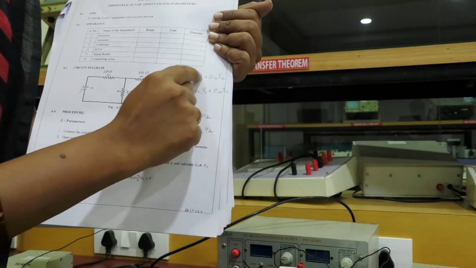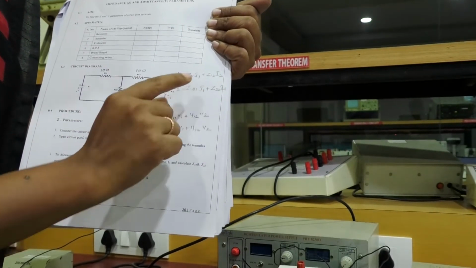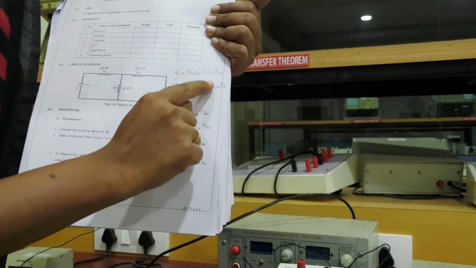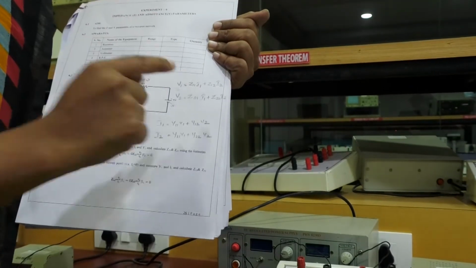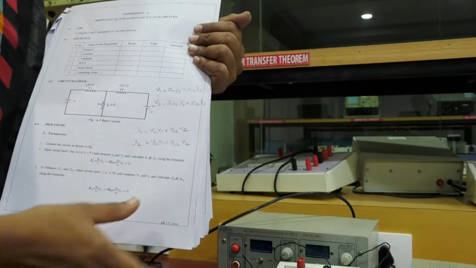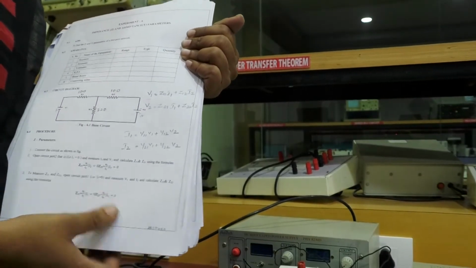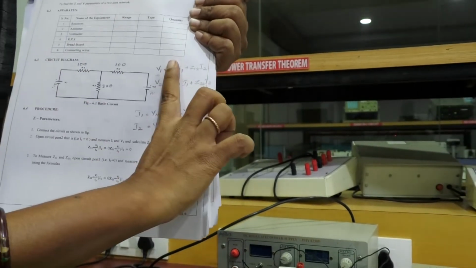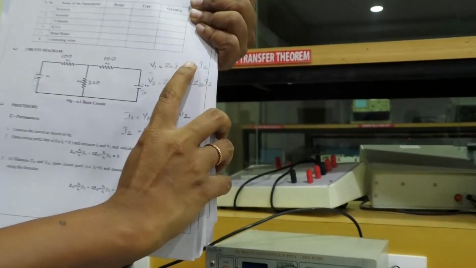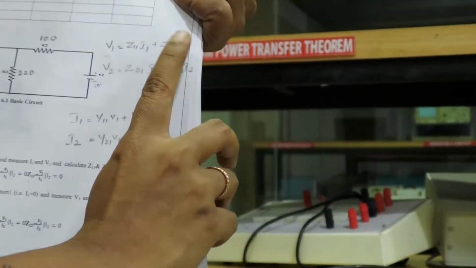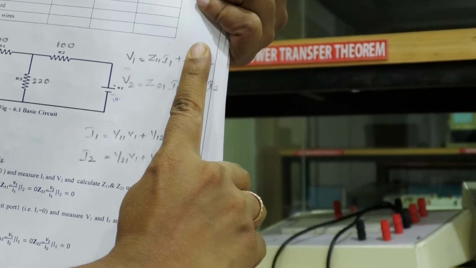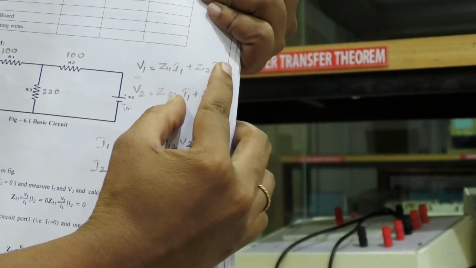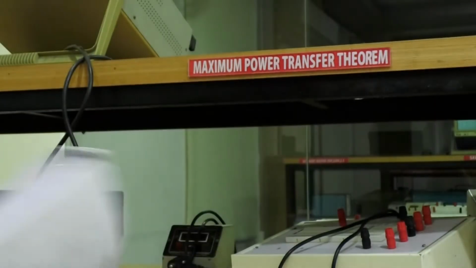Here we have to calculate the four parameters, and for that we use two conditions. The first condition is making the current I1 equal to 0. If we make I1 equal to 0, we get the Z12 and Z22 values, and if we make I2 equal to 0, we get the values of Z11 and Z21. Now the first case.